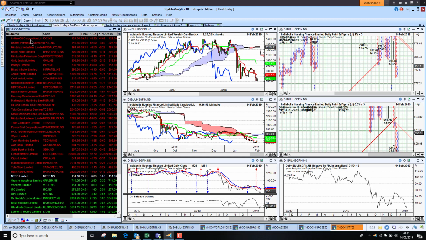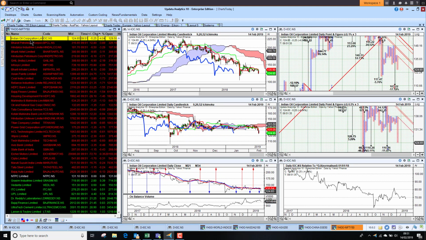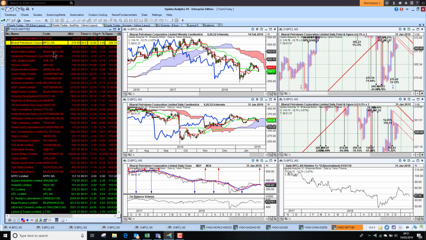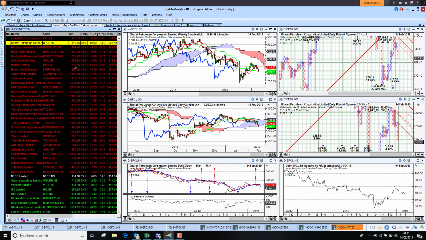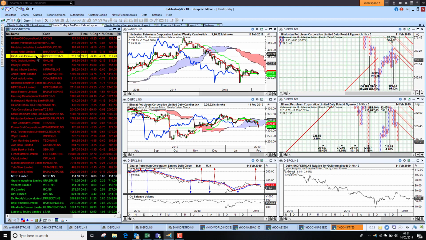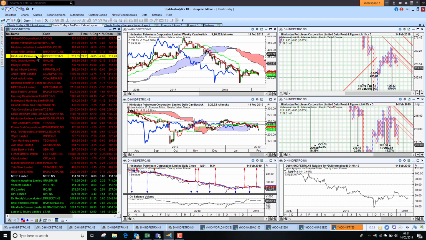On the downside, Indian Oil down 4%. Their chart's still looking pretty grim. And Bharat Petroleum, we're seeing also just selling off this morning, so quite interesting there. Hindustan Petroleum as well, so there's a theme going on there in India with the petroleum stocks.